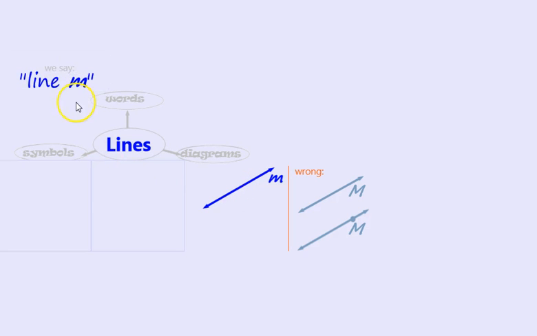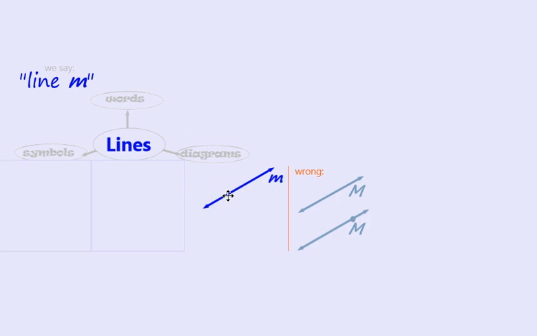The first undefined element of geometry is a line, and from middle and elementary school you might remember diagrams looking like this. What I want you to notice is that to refer to this line on the diagram we use a lowercase m. So using a capital M or using a capital M with a dot would not give a name to this line. That would be an incorrect diagram for something that we call in words line m.